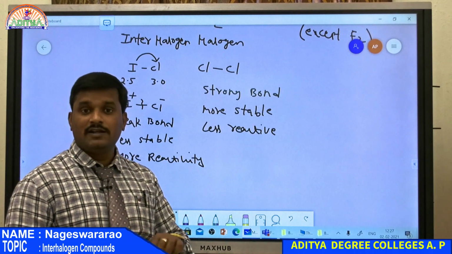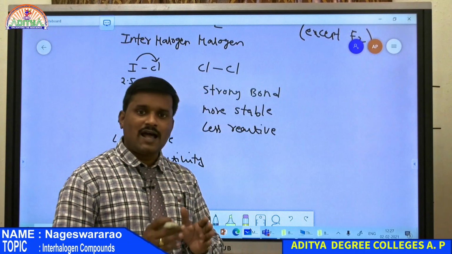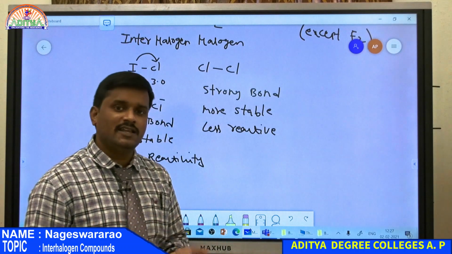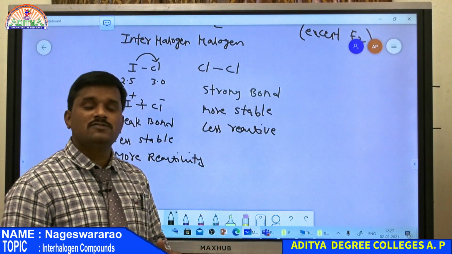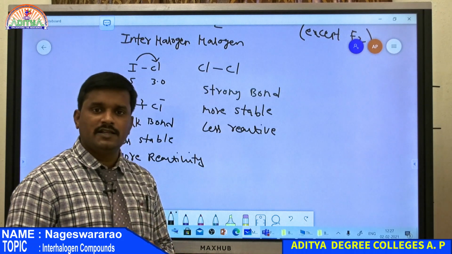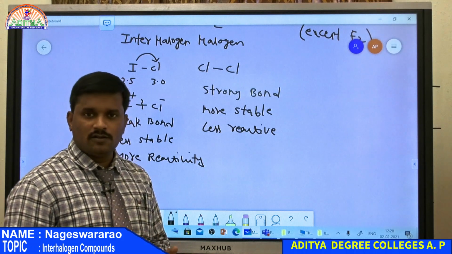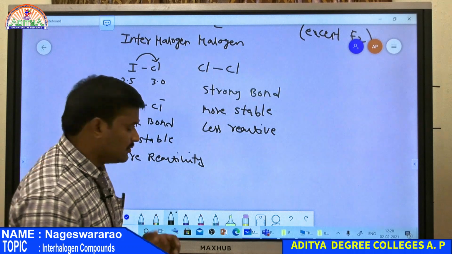Both have different electronegativity. So as the electronegativity difference increases, that bond becomes a very weak bond. Hence it is less stable. That means it is more reactive.